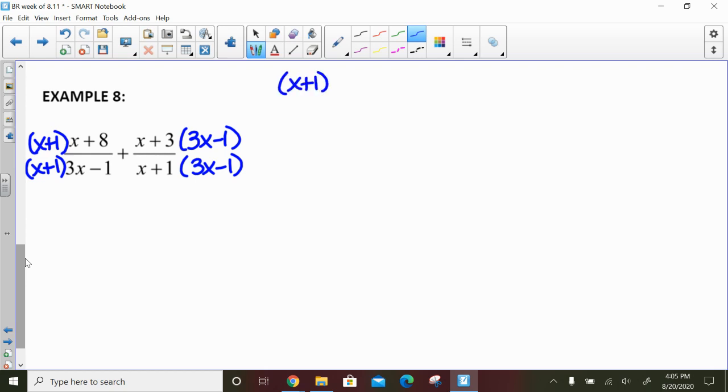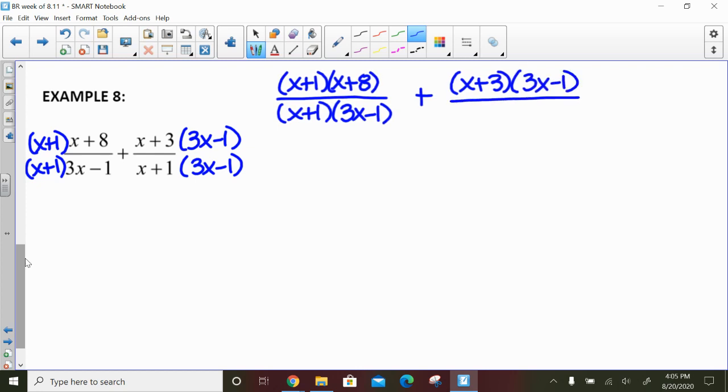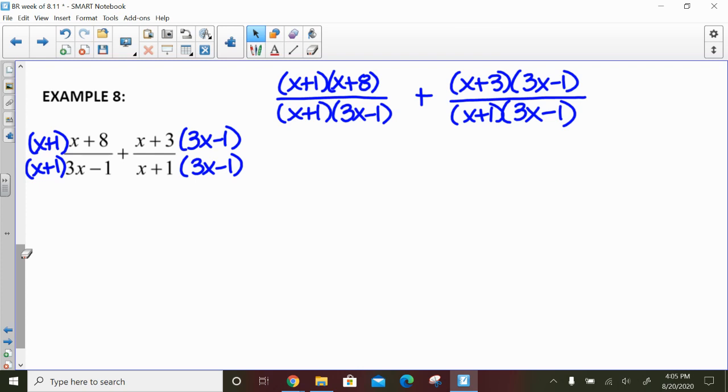So we have x plus 1 times x plus 8 over x plus 1 and 3x minus 1, plus x plus 3 times 3x minus 1, and x plus 1 over 3, or times x minus 1. Do not cancel out these fractions you just put in. What we need to do now is multiply the tops out so that we can combine like terms.